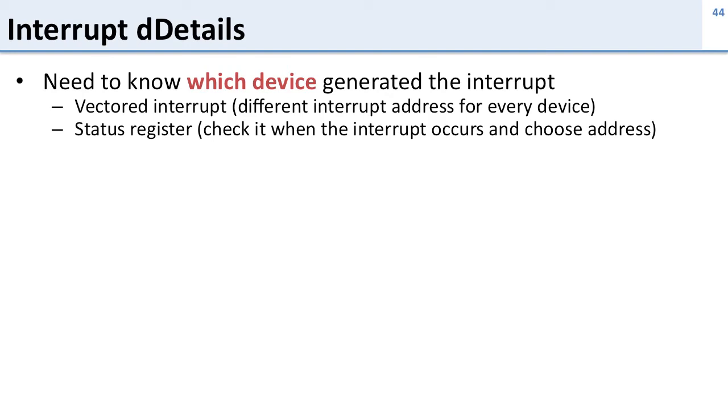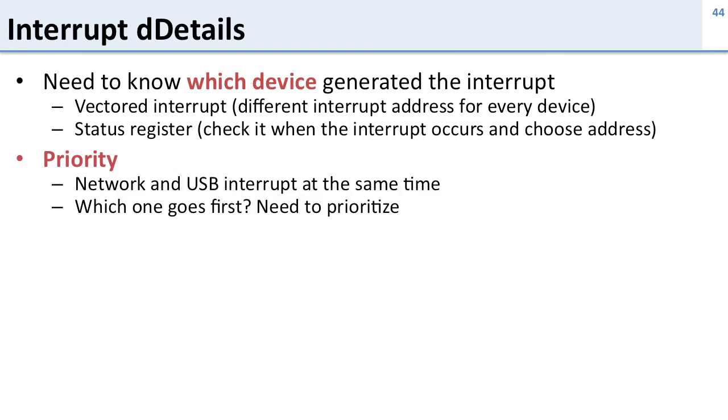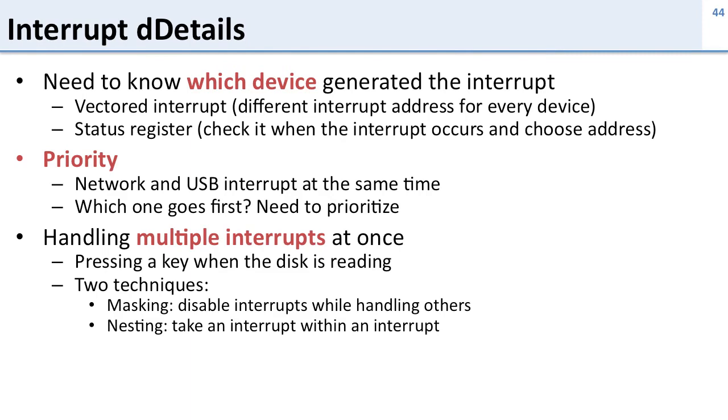The other approach is to have a status register. And what we do with the status register is we check it when an interrupt occurs, and based on what's in the status register, we jump to the right interrupt service routine. We also need to handle priority. So we can have multiple interrupts at the same time. For example, if we have network data coming in and somebody pressing a key on the keyboard, which one do we handle first? We have to prioritize this.